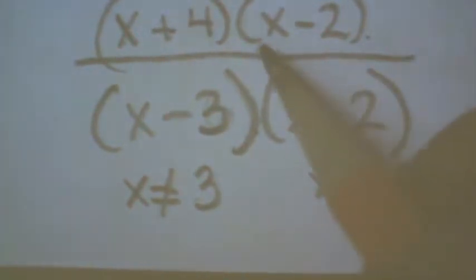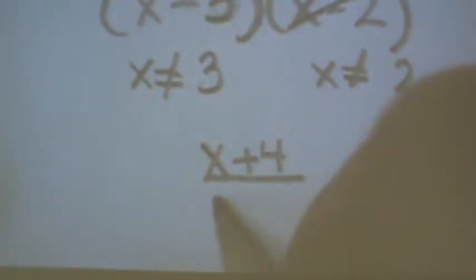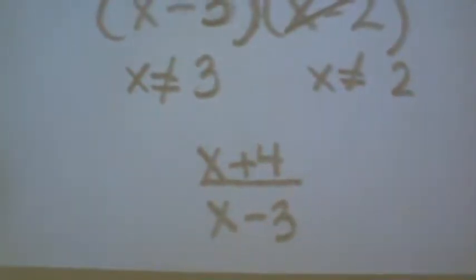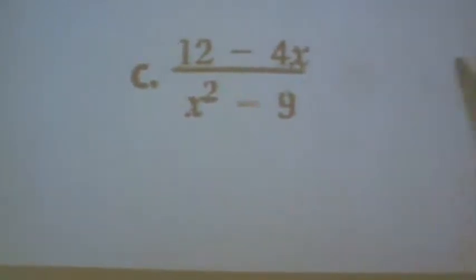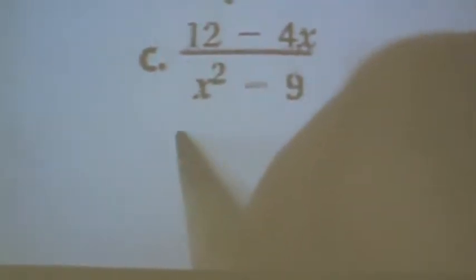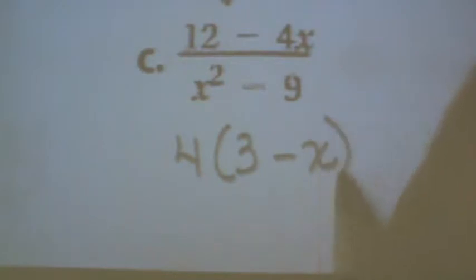Now what cancels? Those two. So what's your final answer? Okay, that was easy. All right, let's do one more. This one, you guys tend to have trouble with your GCF problems. You can pull a common factor out. What number is common of 4? And you're left with 3 minus x.